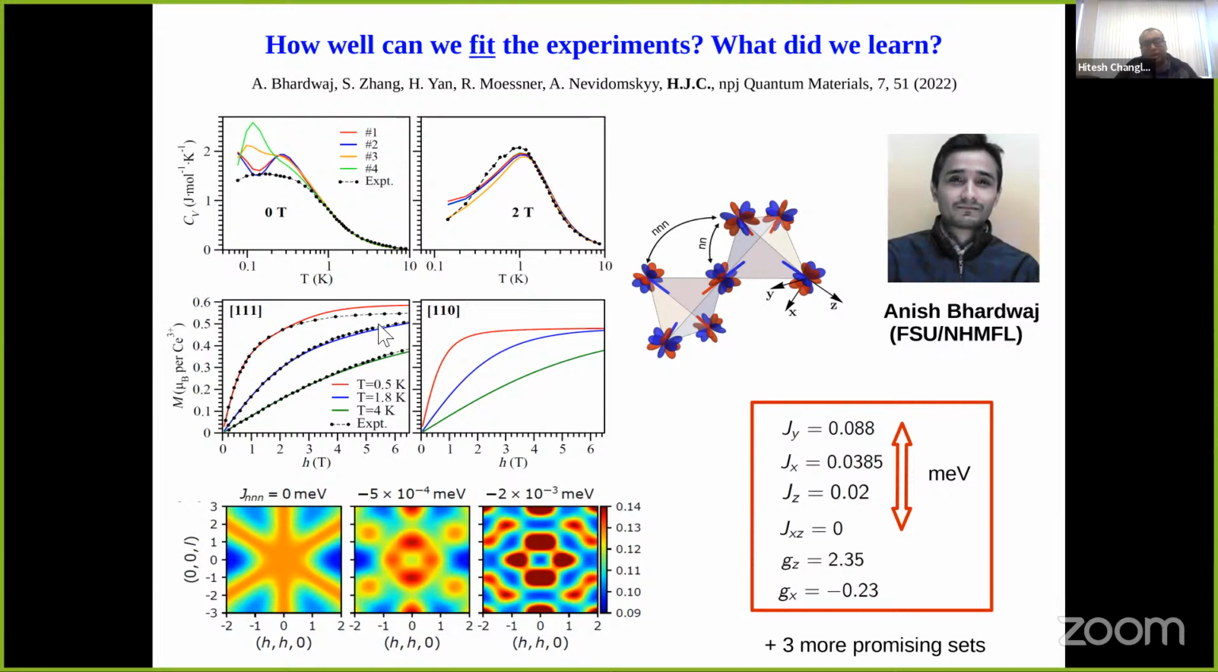This is again magnetization data. So you apply a magnetic field and you measure the magnetization in the same direction as the applied field. So this is an applied field of 111, which is the global 111 direction. And so we did all of this.